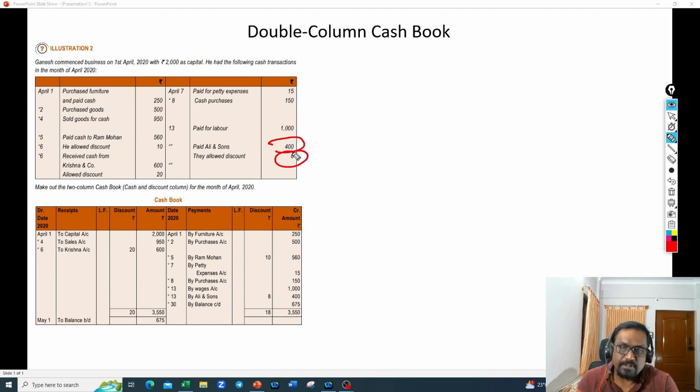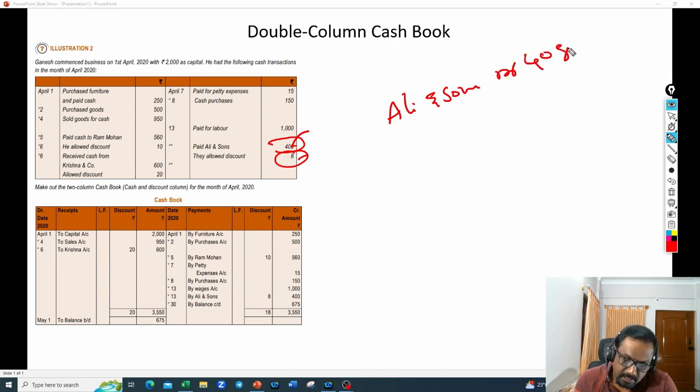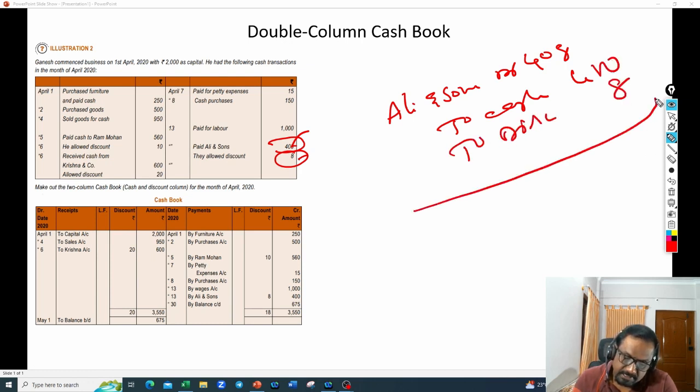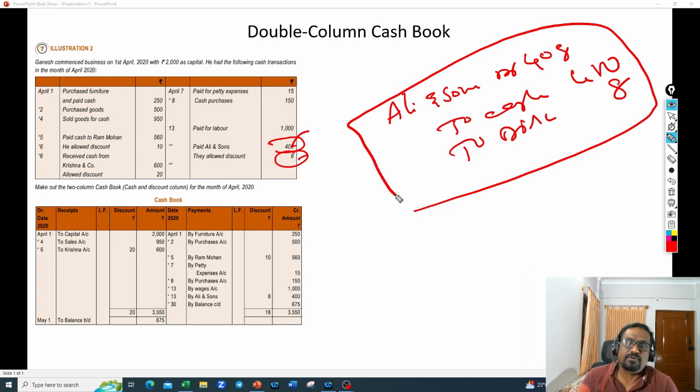They allowed a discount of 8 rupees. We paid 400 plus 8 discount. So how much in total do we need to pay to Ali and Sons? Whatever we paid by cash, 400, plus whatever discount we received also we need to add. 400 plus 8, 408. So Ali and Sons debit 408, to cash account 400, to discount account 8 rupees. This is how the entry is supposed to be posted.